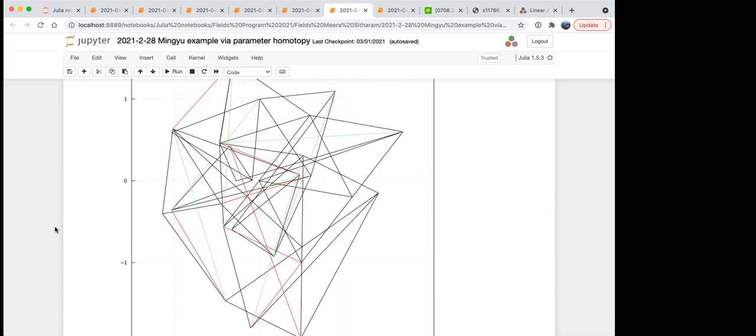Interestingly, it seems that a lot of the realizations are sort of just crisscrossed on top of each other. But these are all realizations that genuinely satisfy the real number edge length that we wanted. And we didn't need to know a realization to start this process.